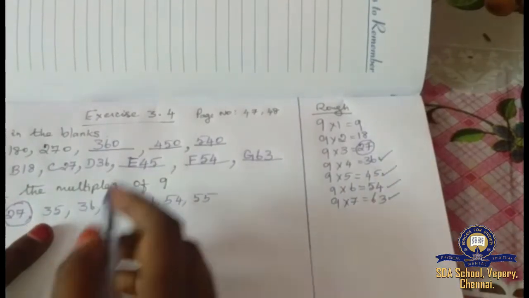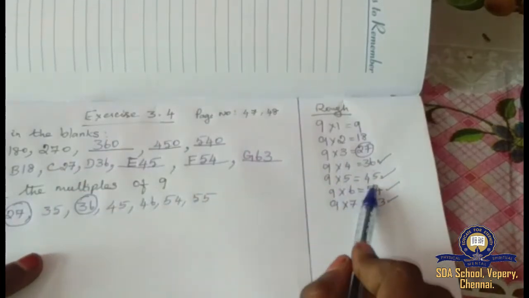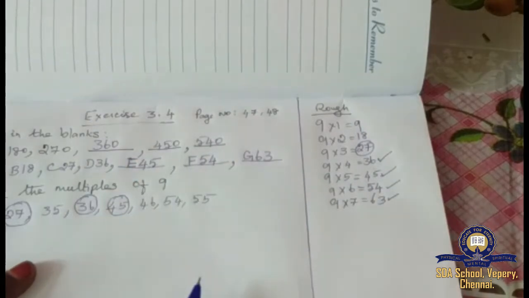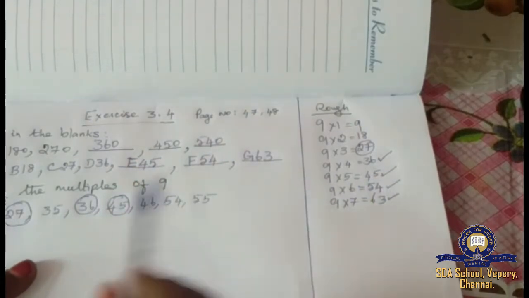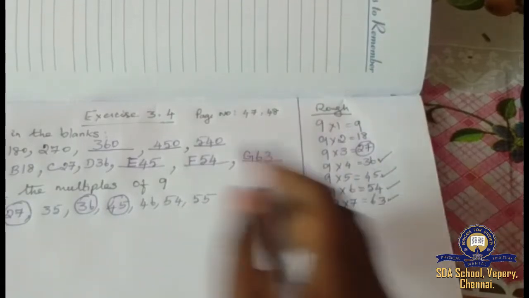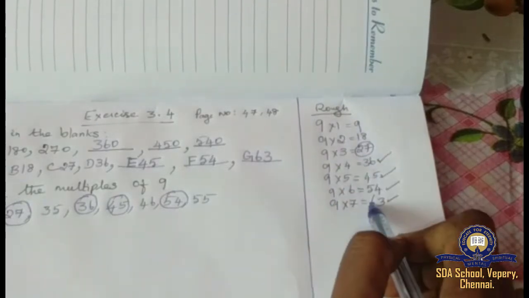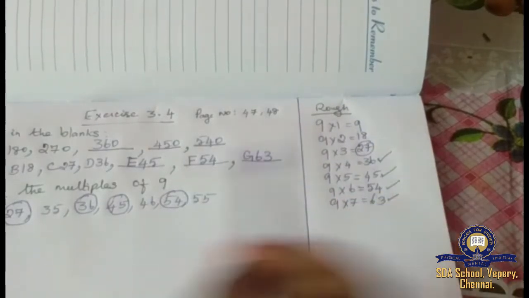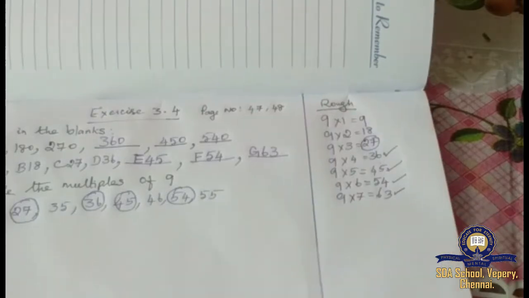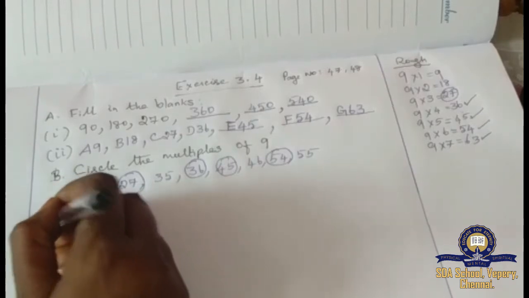So round 36. And 9 into 5 is 45. 45 is present here. Circle the number. And 46 is not present. And 54, 9 into 6 equal to 54. So circle the number. So if you know the 9th table, the multiples of 9, you can circle the multiples of 9 here. Okay. So next, C.